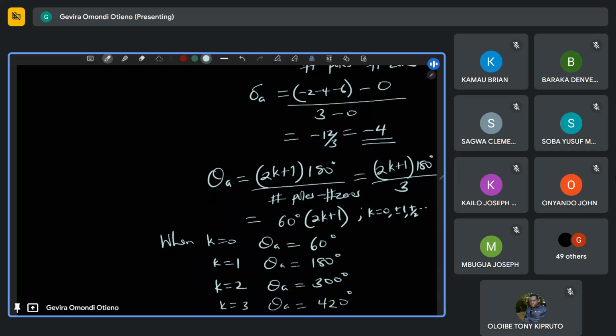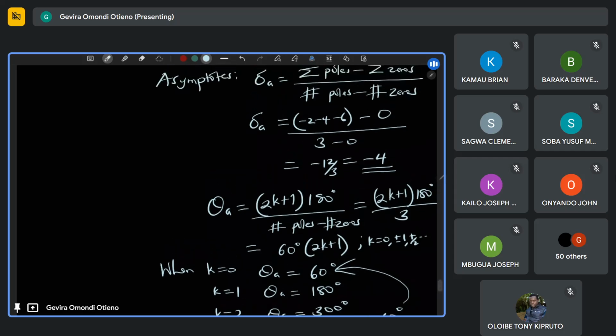You can actually see that 420 degrees is the same as 60 degrees, because if you subtract 360 degrees, which is one full cycle, you get 60 degrees. So there's no need to obtain k equals 3, because it results in 420 degrees, which is the same as 60 degrees. We only needed k equals 0, 1, and 2. Then we can plot the asymptotes.